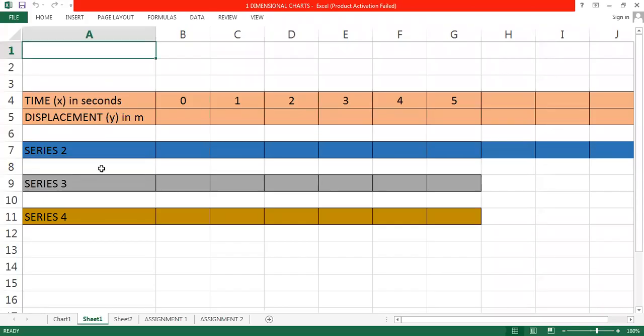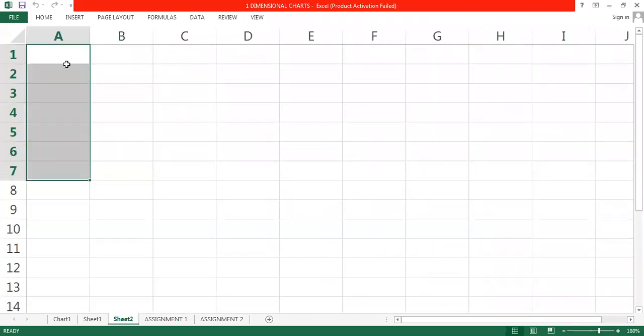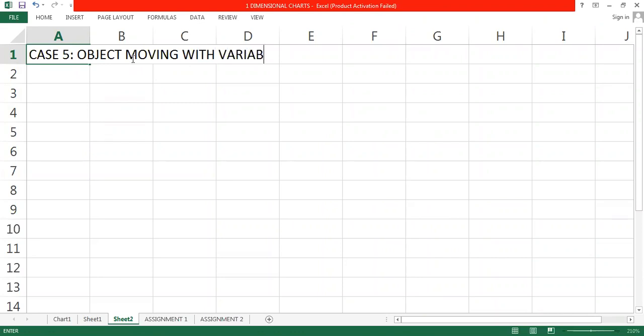So class, let's write down the next case. That is case number 5. And the case is object moving with variable velocity. The object is moving with variable velocity.